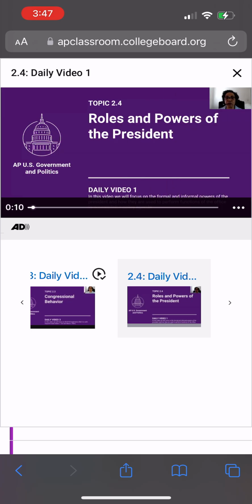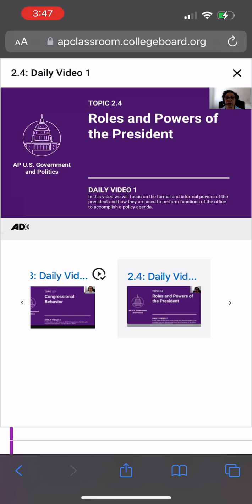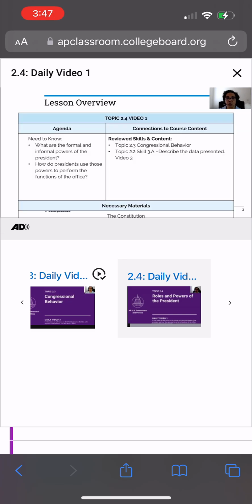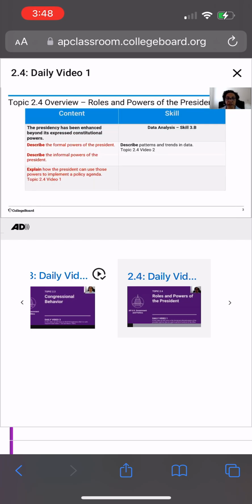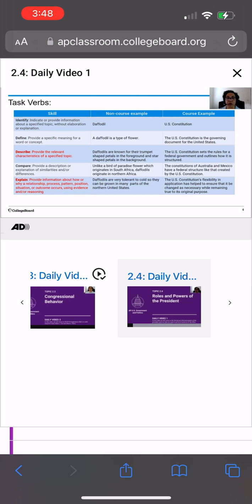We're on topic 2.4 today, looking at the roles and powers of the president, and specifically we're going to talk about formal and informal powers and how the president is able to use those to meet a policy agenda. So we have over on the left, what are the formal and informal powers and how the president is going to use those, and then stated as tasks, describe the formal powers, describe the informal powers, and explain how the president can use those powers to implement a policy agenda. I've got our texts highlighted here, are describe and explain.